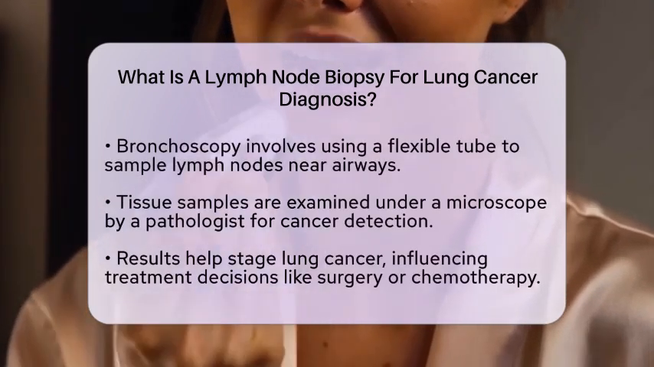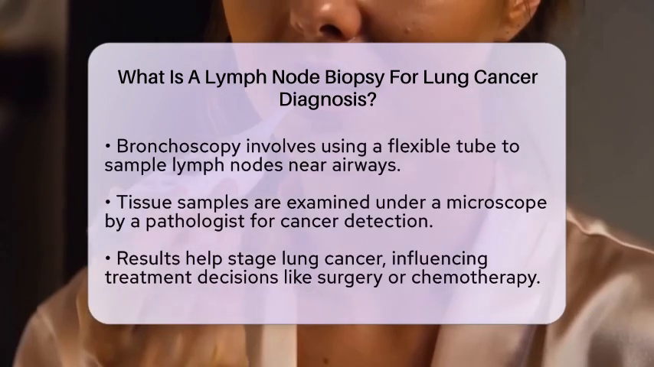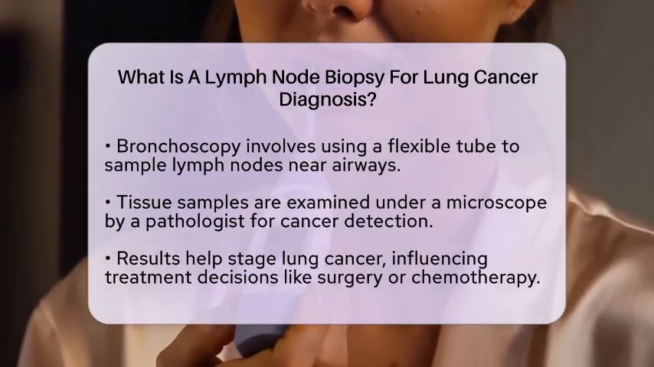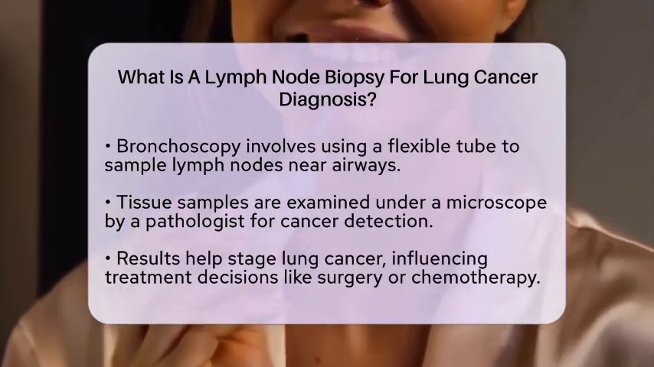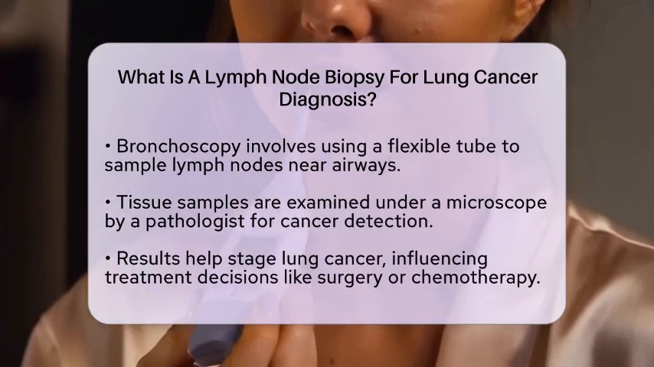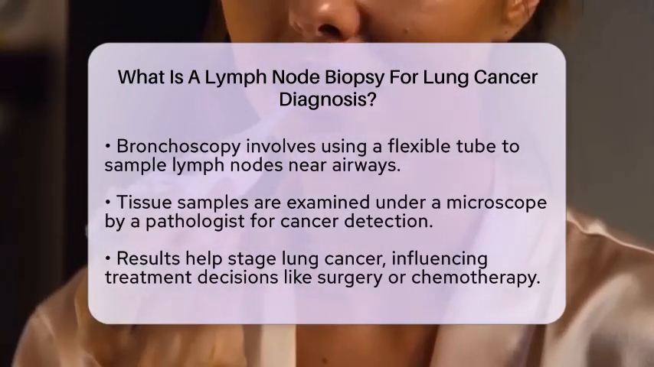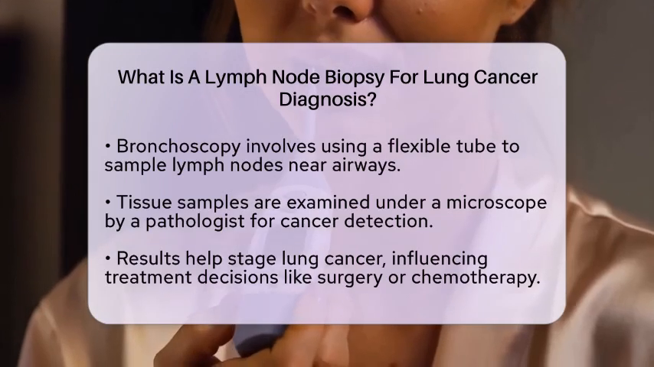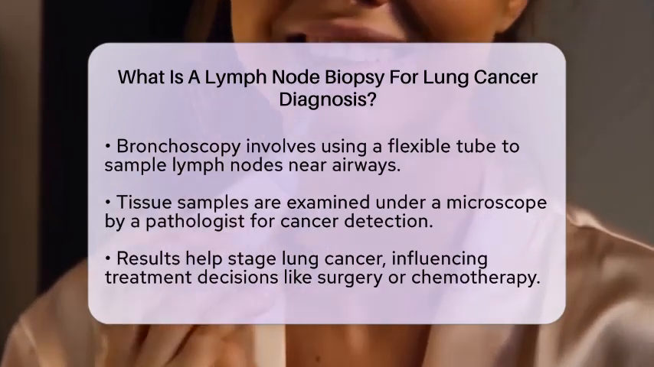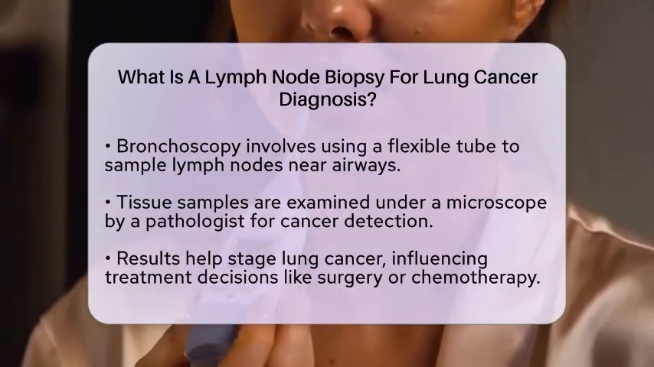In this procedure, a flexible tube with a camera is passed through the throat into the lungs. Special tools can then be used to collect tissue samples from lymph nodes that are near the airways. Once the tissue is collected, it is examined under a microscope by a pathologist to check for cancer cells.